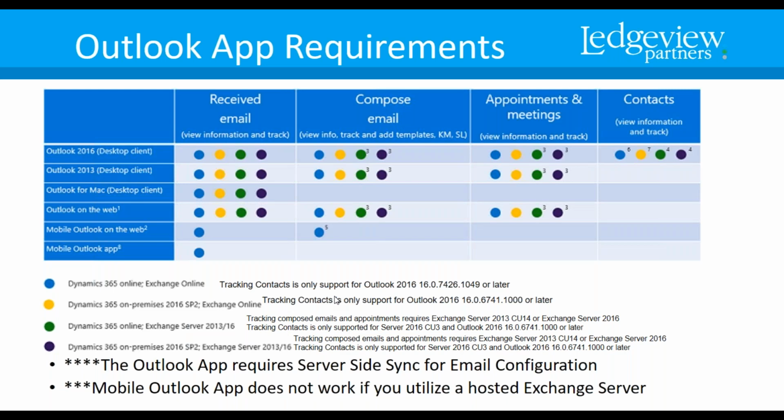Outlook for Mac, keep in mind, you can track received emails. That's really where your wheelhouse is. Composed emails, appointments, meetings and contacts, you're not going to be able to do those with the Mac. However, you can still track emails where you couldn't do that before. So this is still a huge step in the right direction for Mac users. A very, very positive step. The Outlook app requires server-side sync for email configuration, and the mobile Outlook app does not work if you utilize a hosted Exchange server. So some very important pieces to keep in mind.